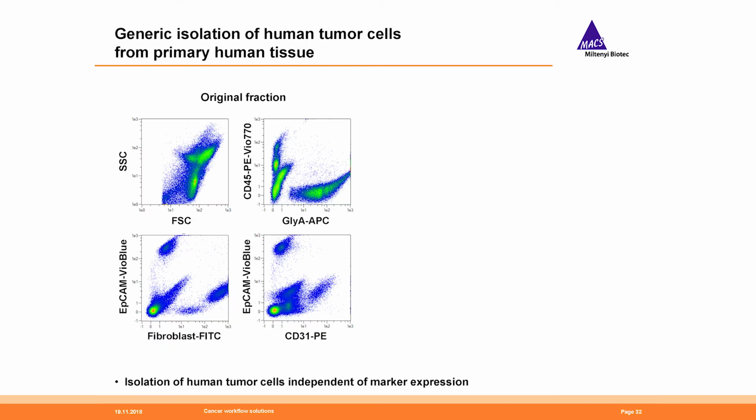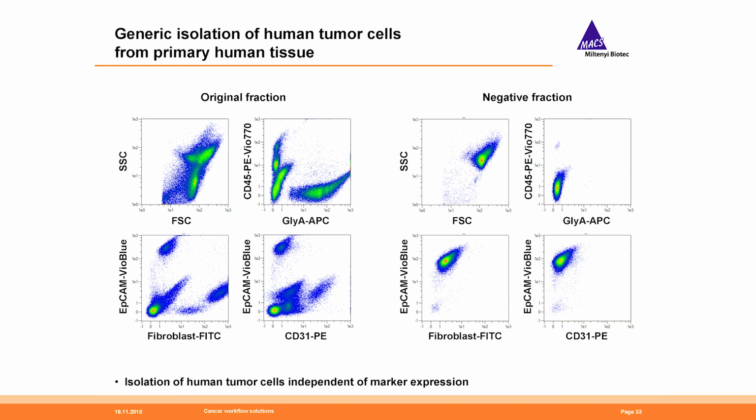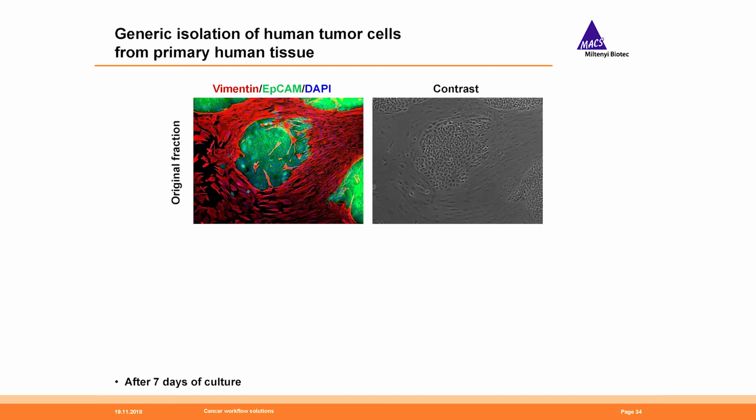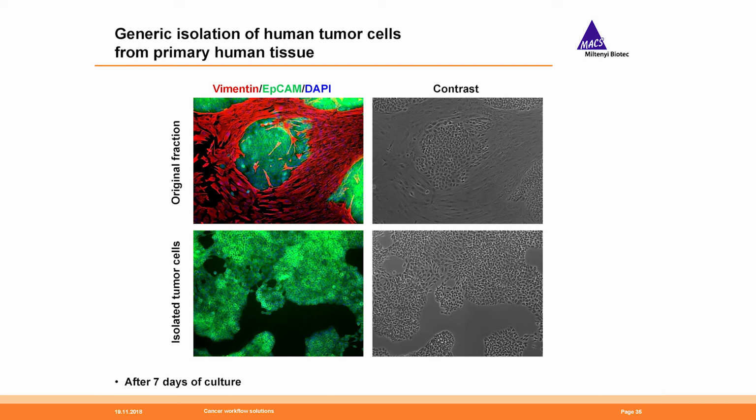You see in the original fraction, your fibroblasts are still in there, your endothelial cells, your blood cells, everything is still there. But when you then do the isolation, so again, it's a 20-minute procedure, everything that's non-tumor will stay on the column, all the tumor cells go through. Very basic 20-minute procedure. Again, in the microscope, you would have here your vimentin and your EpCAM cells, so your cancer cells, and then afterwards, a clean population of your tumor cells.